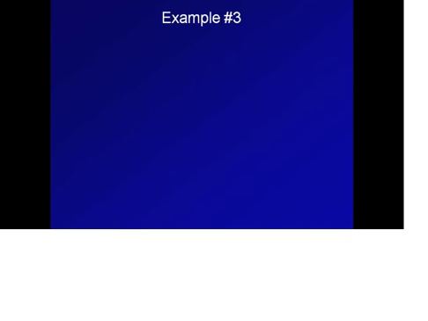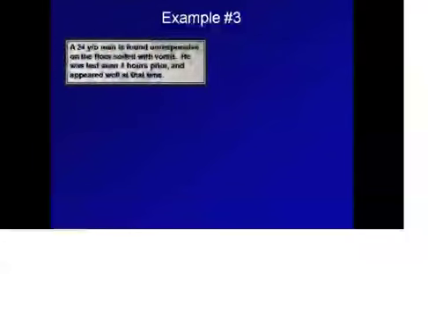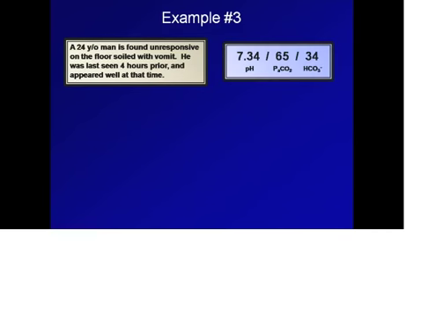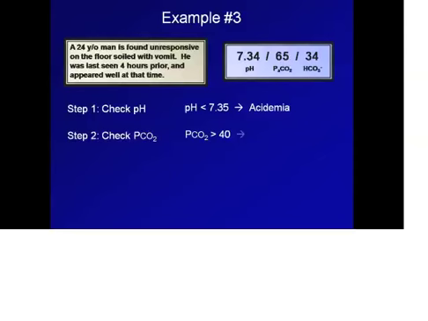Example number 3. In this case, we have a brief clinical vignette. A 24-year-old man is found unresponsive on the floor, soiled with vomit. He was last seen 4 hours prior and appeared well at that time. His ABG is as follows: pH 7.34, PCO2 65, bicarb 34. Step 1. pH is low, so there is an acidemia. Step 2. The PCO2 is high, so there is a respiratory acidosis.